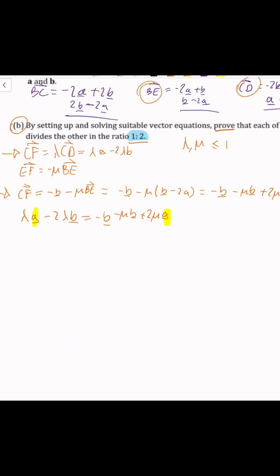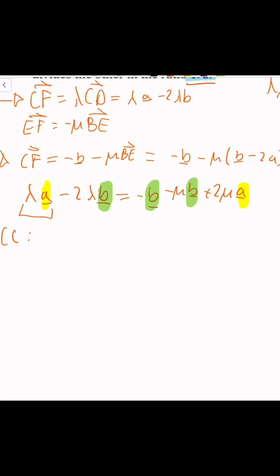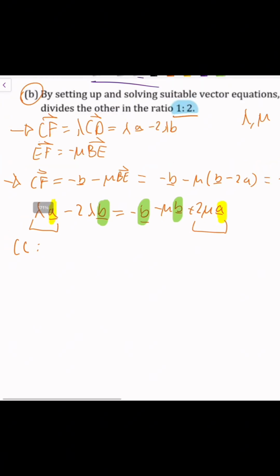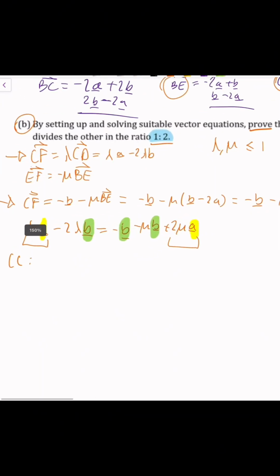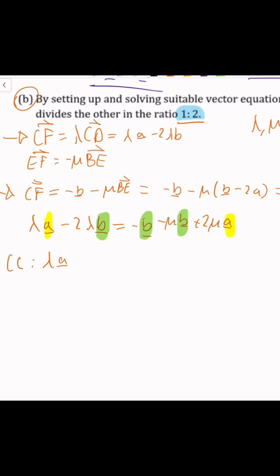There we go. And we can change the color of the highlighter, of course. Let's highlight the B's. So comparing coefficients. Comparing coefficients means we look at everything times A over here, and we compare it to everything over here. Because we're talking about vectors, this section here has to equal this section here. We're saying lambda of A is equal to 2 mu of A.